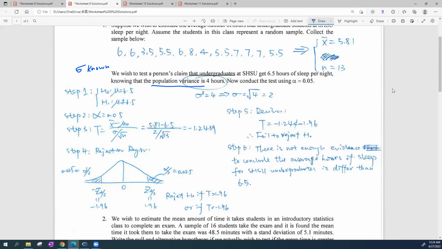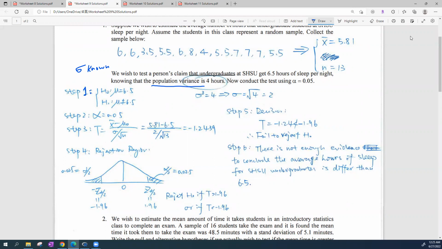So step 1, we're going to state the hypothesis. So the null hypothesis is always equal. So mu equals 6.5, and the alternative hypothesis does not equal. So mu is not 6.5. So that's the null and alternative hypothesis. Because in the claim, we don't see a preference, whether it's more than or less than 6.5. So the claim is whether it is 6.5. So that's how we set it up, step 1.